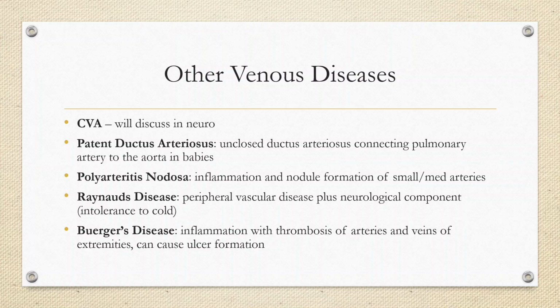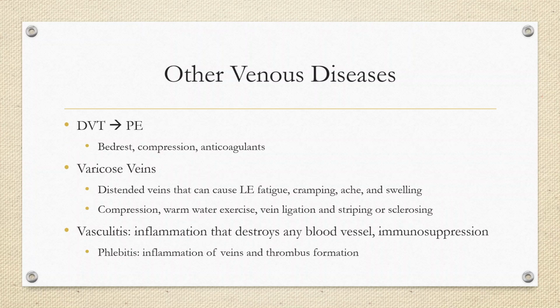Raynaud's is a peripheral vascular disease. Plus, they have this intolerance to cold, which makes it a neurological component. Individuals' fingers might be really white. Buerger's, inflammation of the arteries and veins, and this can cause ulcer formation. So then we might be doing things like wound care with these individuals.